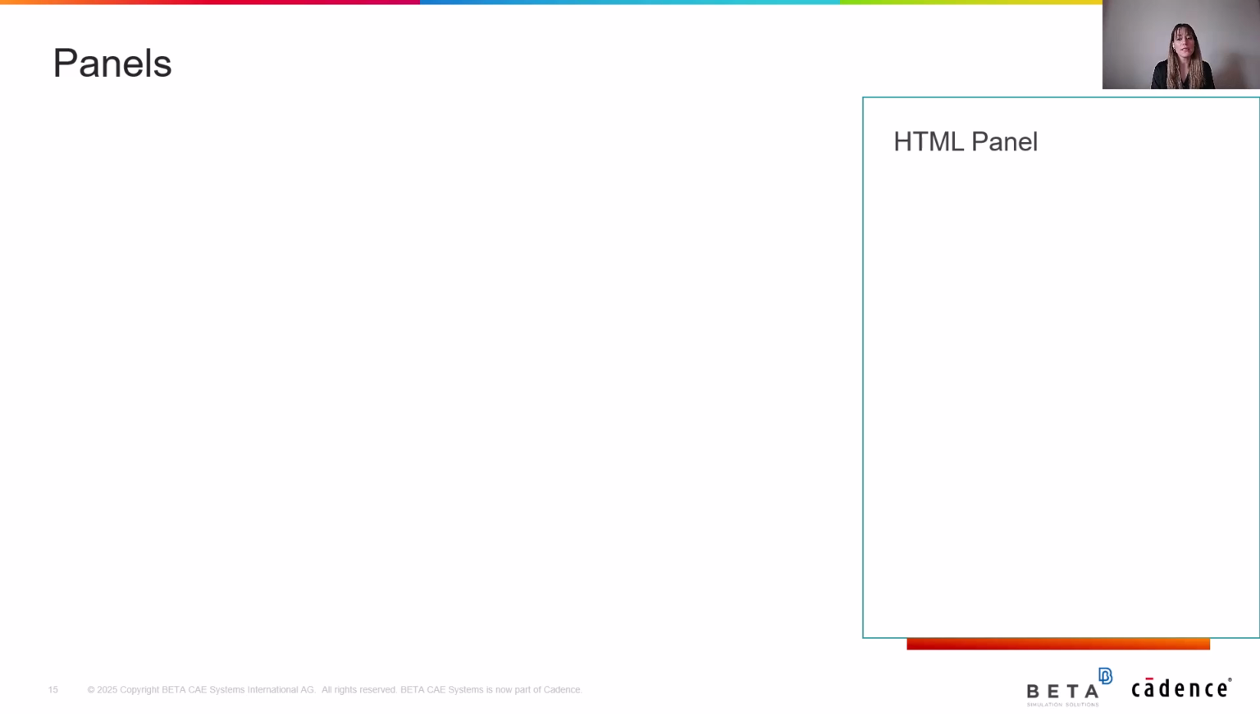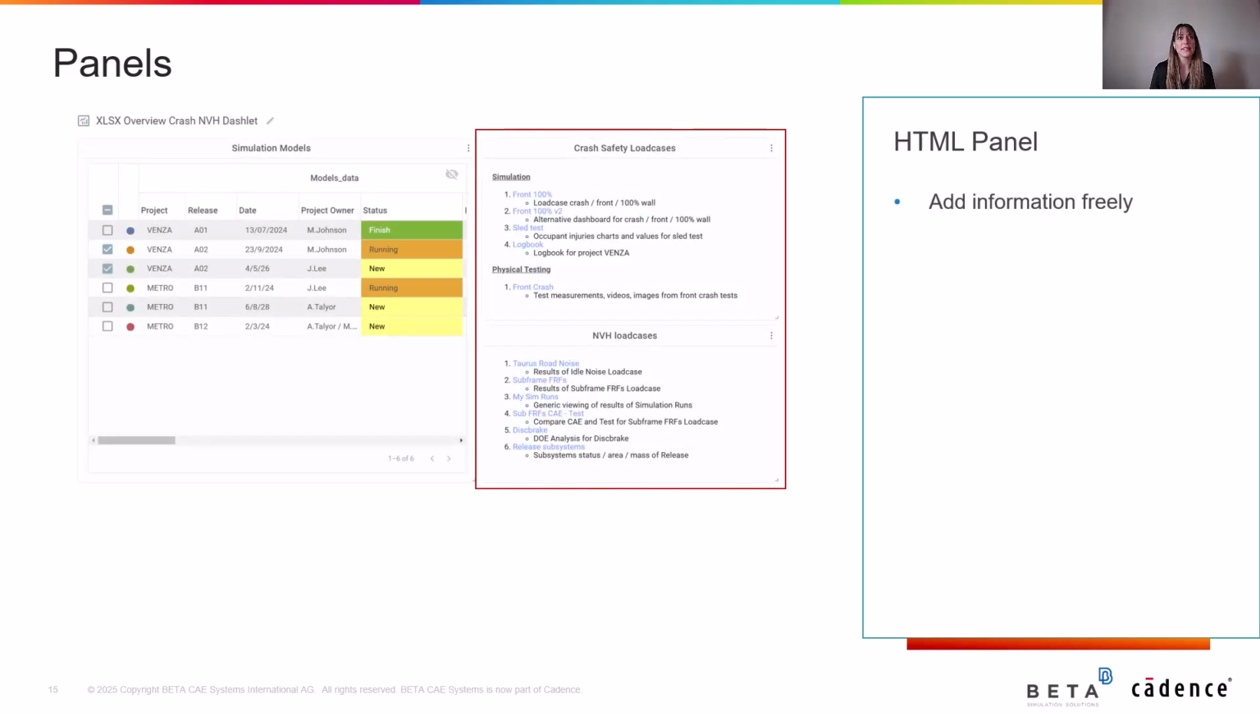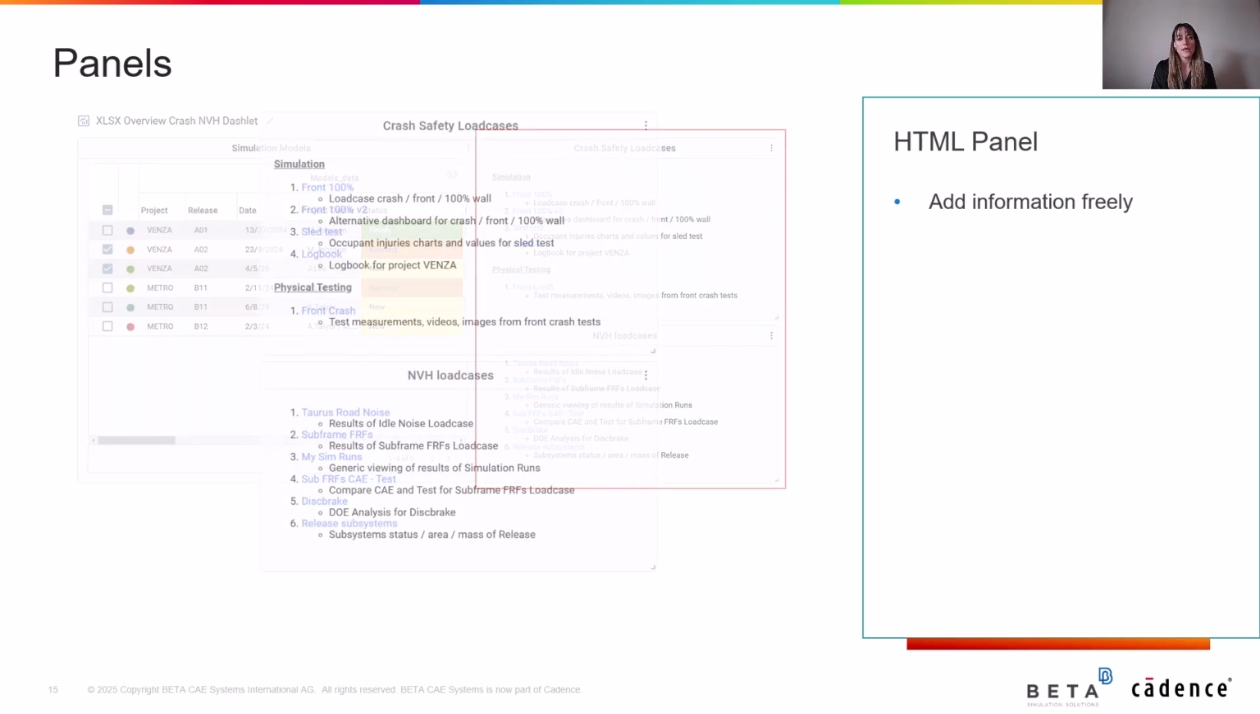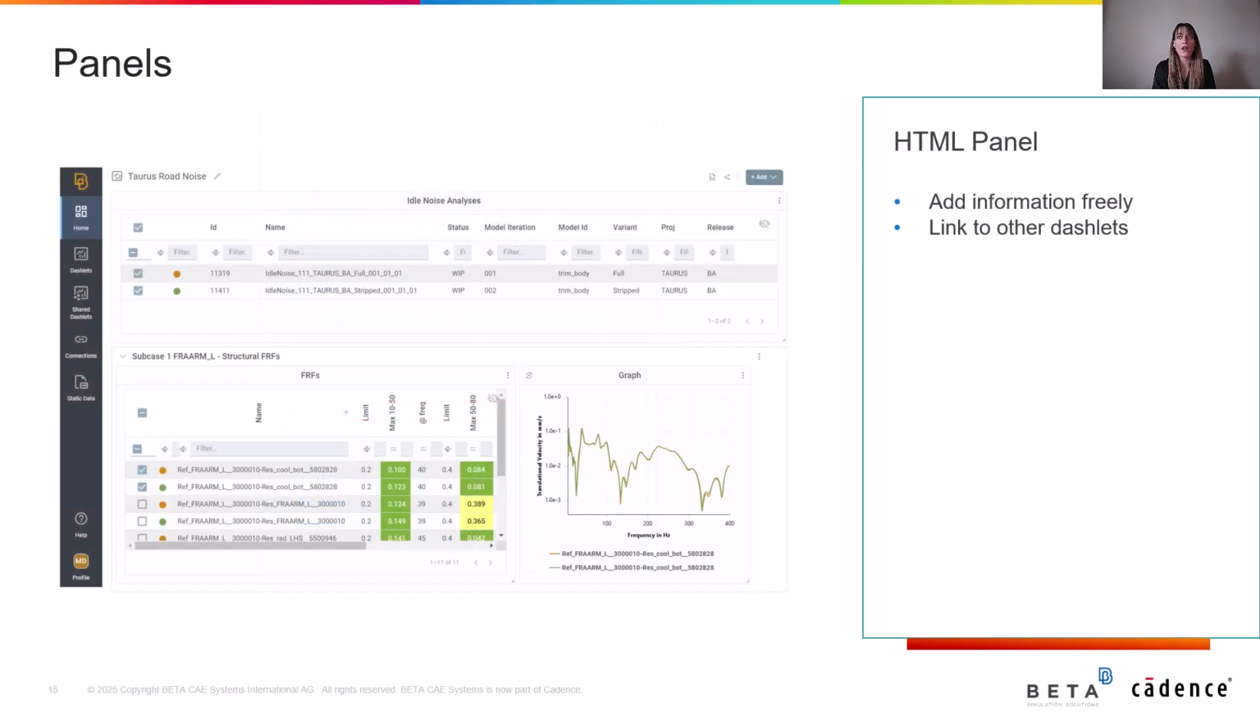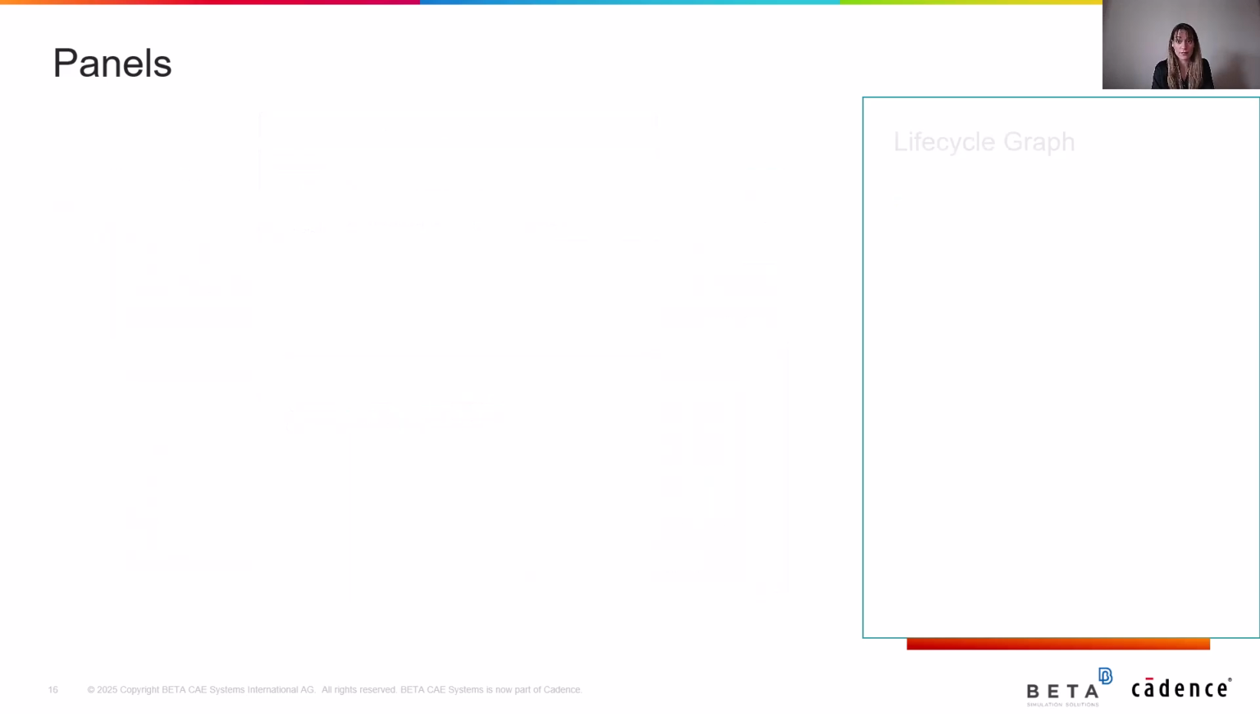Moving further, a new panel named HTML panel is introduced. The panel does not require any data source as an input. Actually, the HTML panel allows you to freely add information in a flexible format, and this means you can include details like text and links to other Dashlets alongside your Dashlet content.